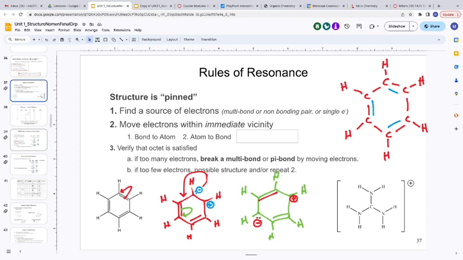How about red versus green? They're the same. We've changed where the charges are located, but they're the same energy. They are both charged. They both have a carbon with a negative charge. They both have a carbocation. They're roughly the same. So these two would be equivalent energy resonance structures. Okay?